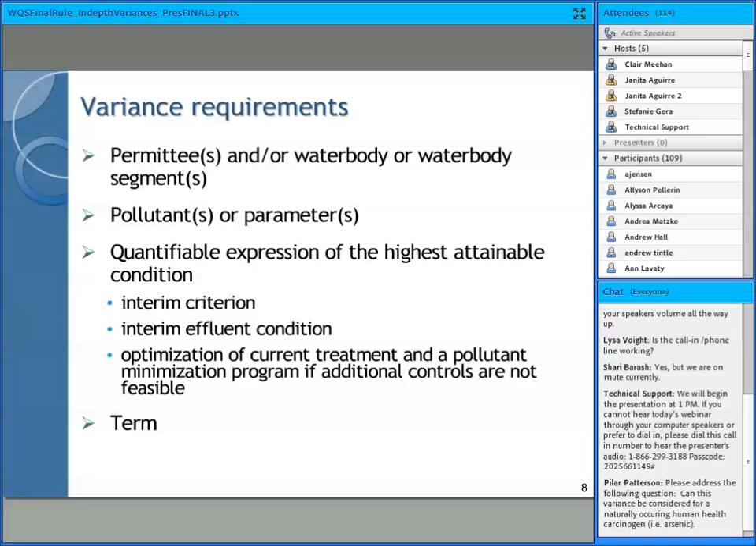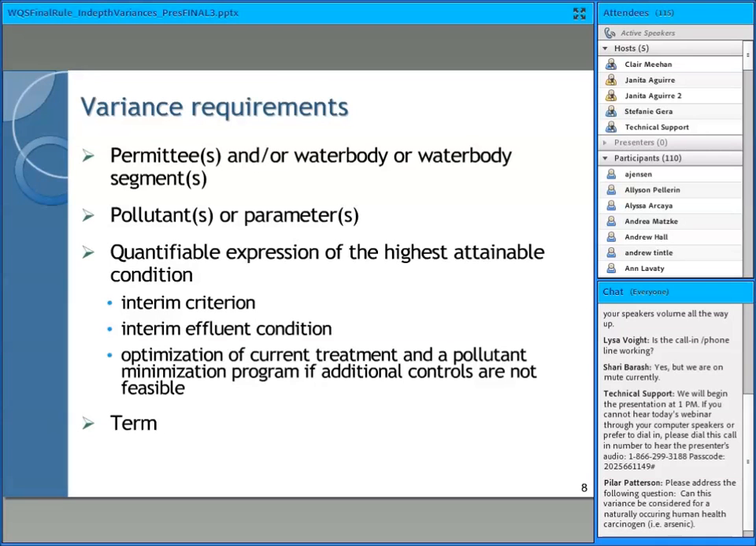For discharger-specific variances, the regulation requires expression of the highest attainable condition in one of three ways: a criterion representing the highest attainable water quality, an effluent condition representing the greatest pollutant reduction achievable, or, if additional pollutant controls are not feasible, the effluent quality obtained with the greatest pollutant reduction achievable using the current controls in place and adoption and implementation of a pollutant minimization program if feasible pollutant controls cannot be identified. The requirements for a variance to a water body or water body segment are slightly different, as I'll explain shortly.